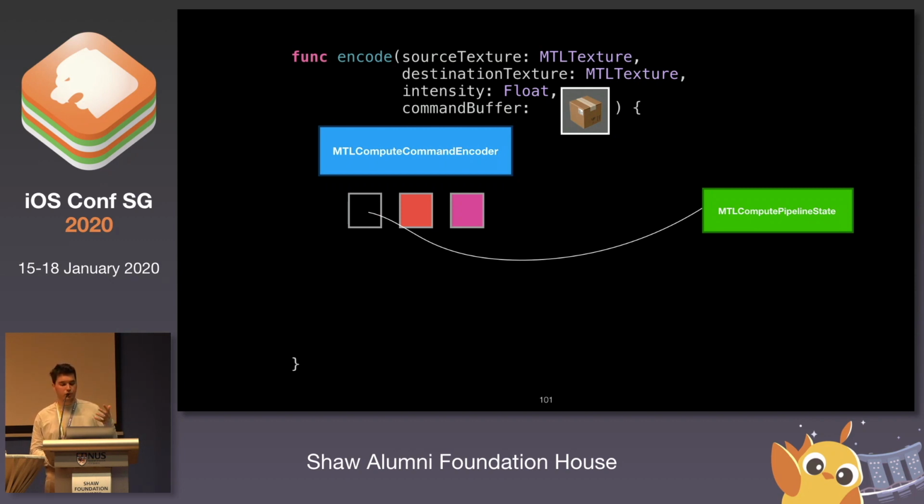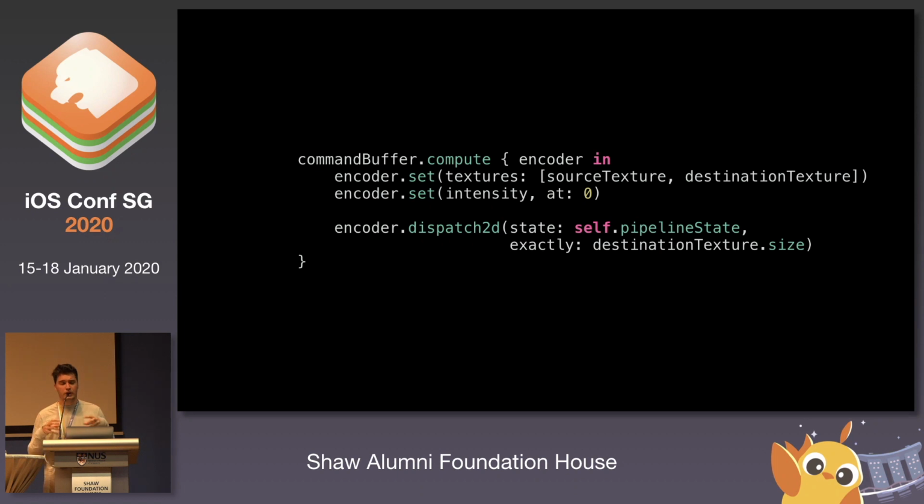Assigning the pipeline state requires two steps. First of all, you have to assign the pipeline state itself. And another thing is that you have to tell the GPU how many threads you want to launch. In our case, we want as many threads as pixels in our image, because for each pixel we want a dedicated thread that will transform the pixel in the image. So we just say dispatch 2D, we pick our pipeline state that was previously stored in a property, and we say exactly how many threads we want: destination.size. This is the size of the grid we'll use.